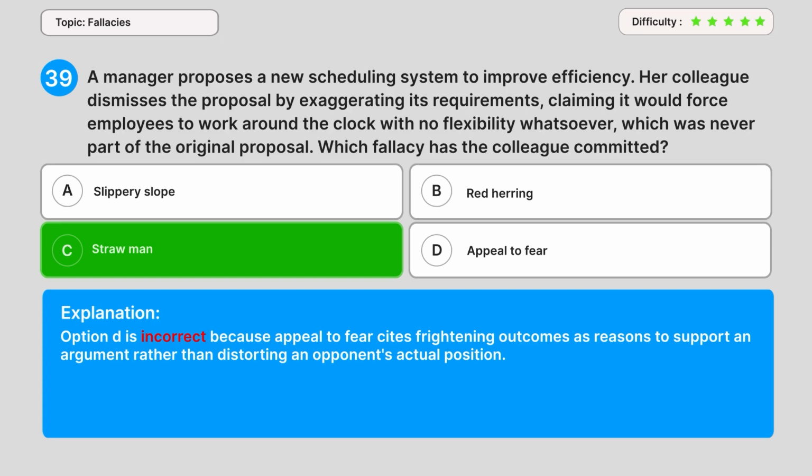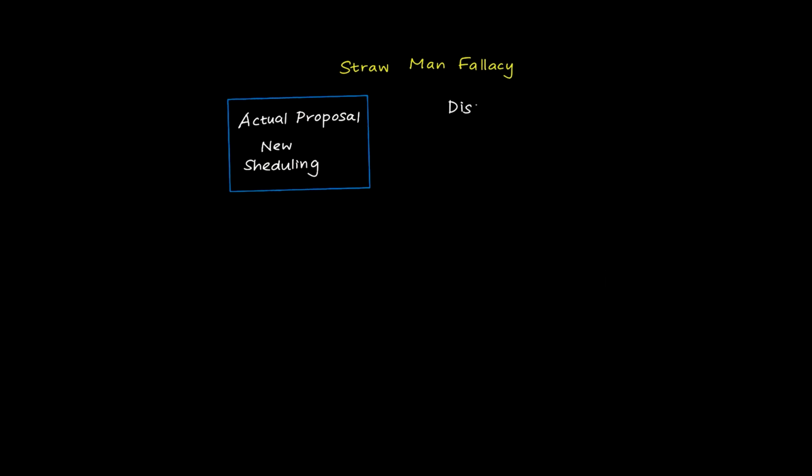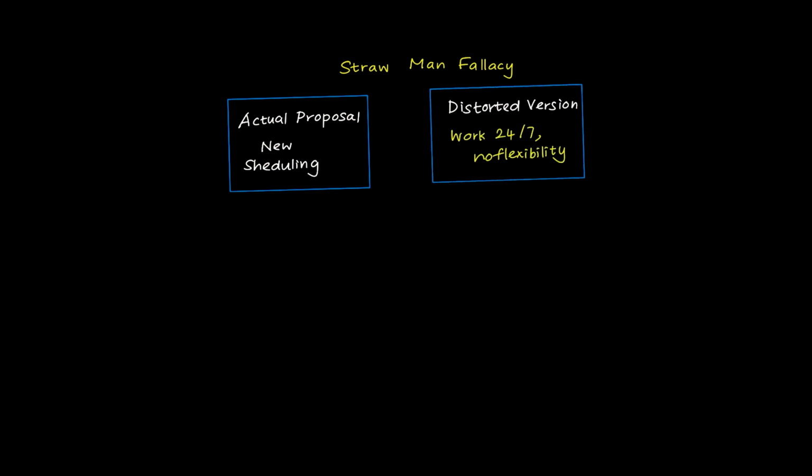A manager proposes a new scheduling system. Her colleague dismisses it by exaggerating the requirements, claiming it would force employees to work around the clock with no flexibility, which was never part of the original proposal. This is strawman, distorting or exaggerating an opponent's argument so it's easier to attack.